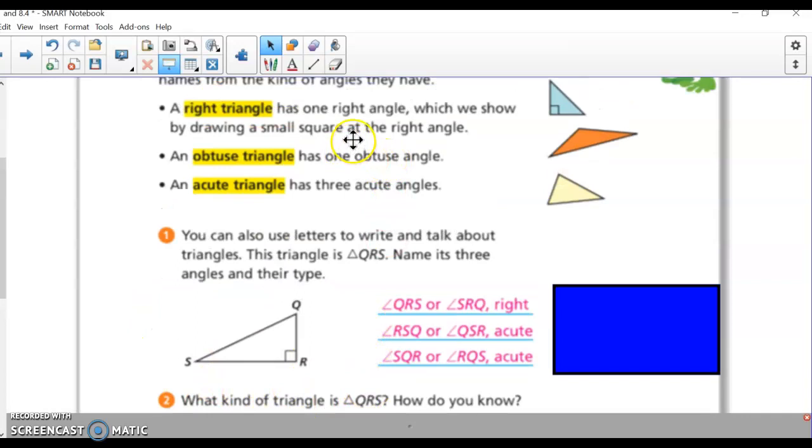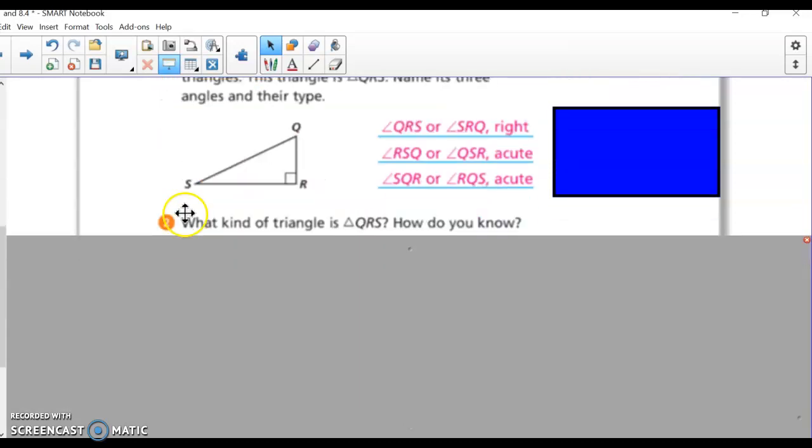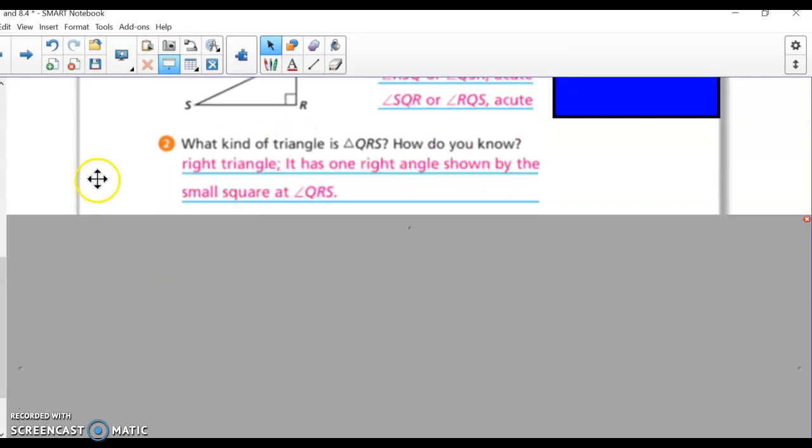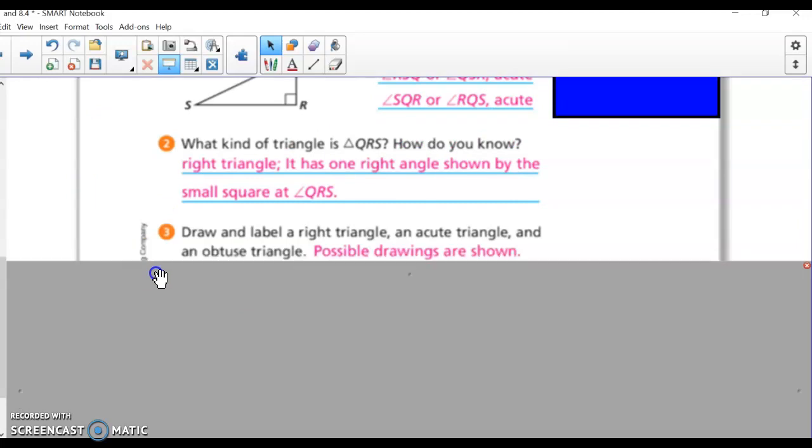And so now use this information to figure out what kind of triangle it is. So which definition does triangle QRS fit? Is it a right triangle? It has one right angle right here. So it has to be a right triangle. It has 0 obtuse angles, and it has 2 acute angles, but it needs 3. And so we know that it is a right triangle because it has one right angle shown by this small square here. That symbol means it's a right angle, which makes it a right triangle.